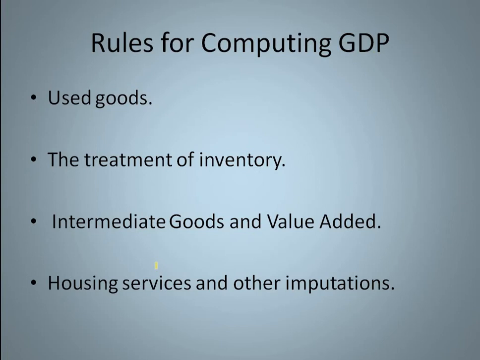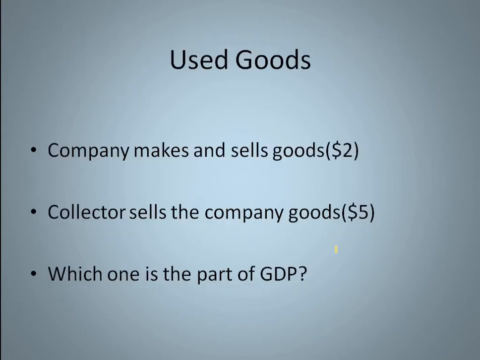In the next slide, rules for computing GDP. If we use used goods, then how can we calculate GDP? The treatment of used goods, inventory, intermediate goods and value added, housing services and other imputations. Let's discuss one by one. First, used goods.